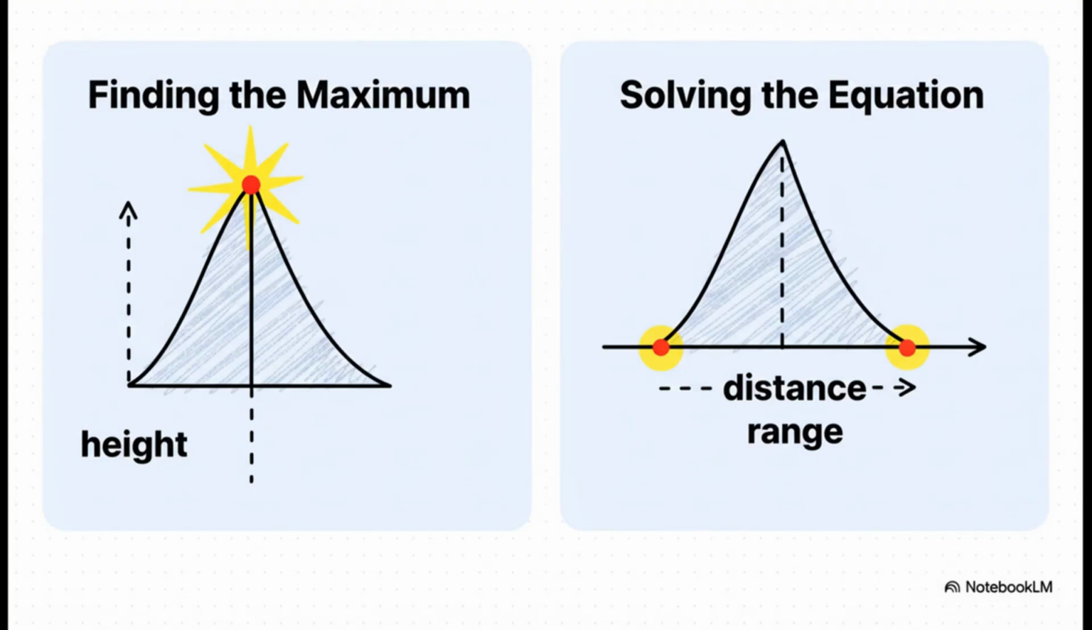So, this is super important. Let's make sure we've got this straight. Finding the maximum height, that's all about finding the vertex, the very top of the curve. But solving the equation, that's about finding where it hits the ground, the x-intercepts. So two totally different questions, but they're both answered by looking at different parts of that same amazing curve.